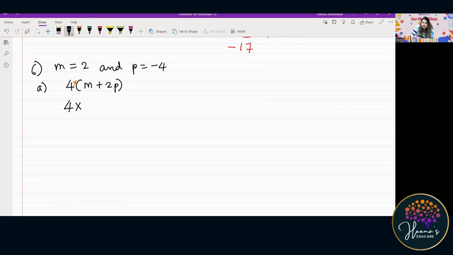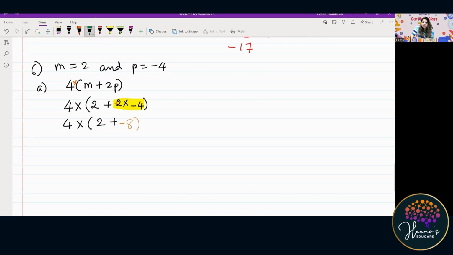I'll just keep this 4 multiplied by. I am really concerned only about the brackets here. In place of m, I'm going to write a 2 plus 2 multiplied by minus 4. BODMAS: D and M, whichever comes first. In this case, we have multiplication, so we first have to solve that. So 4 multiplied by 2 plus. I'm just concerned about where the multiplication sign is. Now, you have 2 into 4. 2 into 4 gives you 8. This is positive. This is negative.